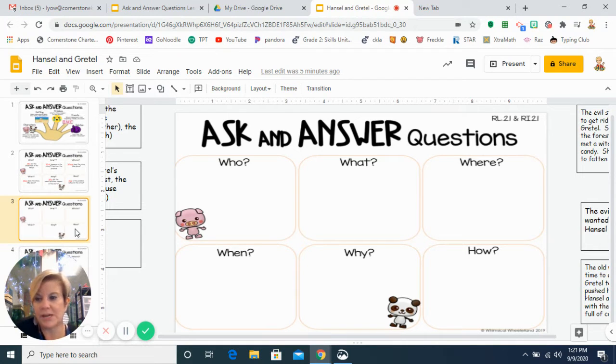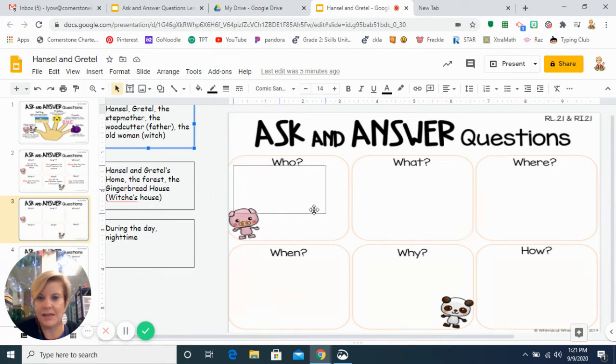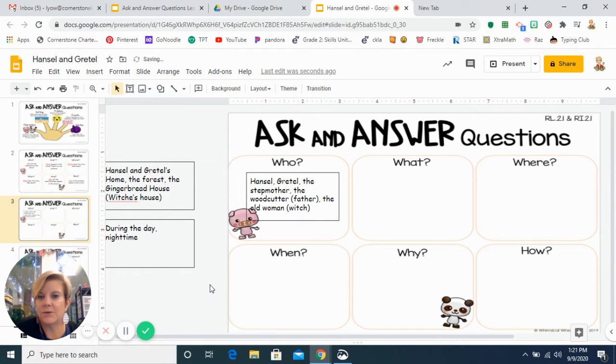So in our story, Hansel and Gretel, let's think about who the characters were in the story. So for this story, we had Hansel, Gretel, the stepmother, the woodcutter, which was their father, and the old woman, which was the witch who lived in the candy cottage in the forest.